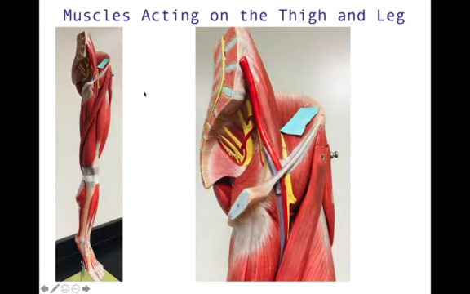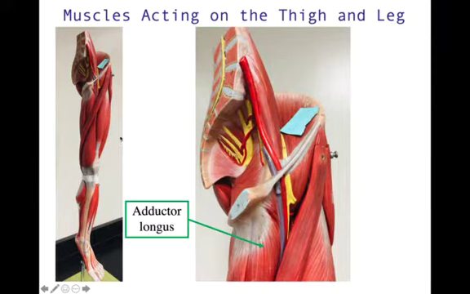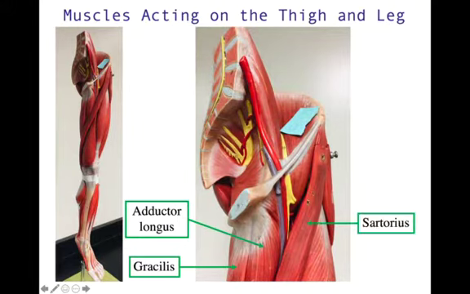Here's that same model, and we're focusing on this region right here. Here's my adductor longus. This most medial one right here is my gracilis. Then we see this long strap-like muscle right here, which is the sartorius muscle. You see a portion of that long strap-like muscle. It goes all the way down to your knee. We call that the sartorius.